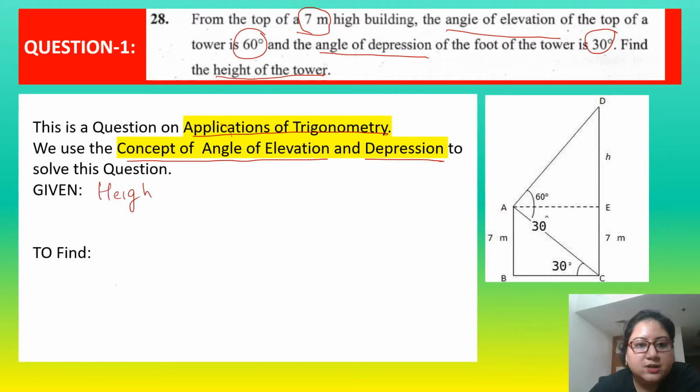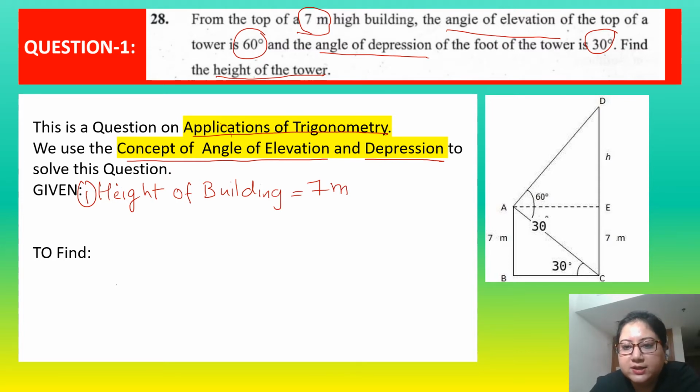So the first thing given is height of the building and how much is it? It is 7 meters, and I'm sure that from the figure you can very clearly see that CD here refers to the building. So this CD is of height 7 meters, building.